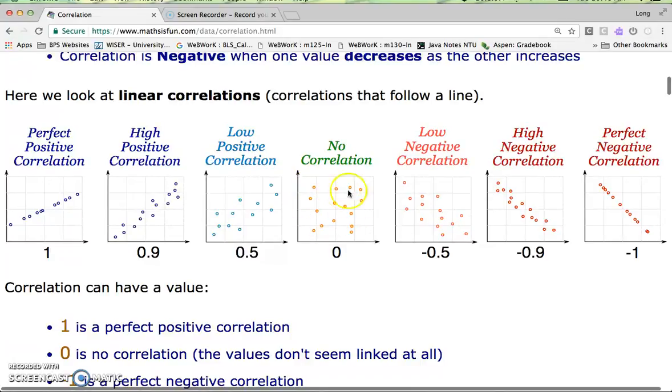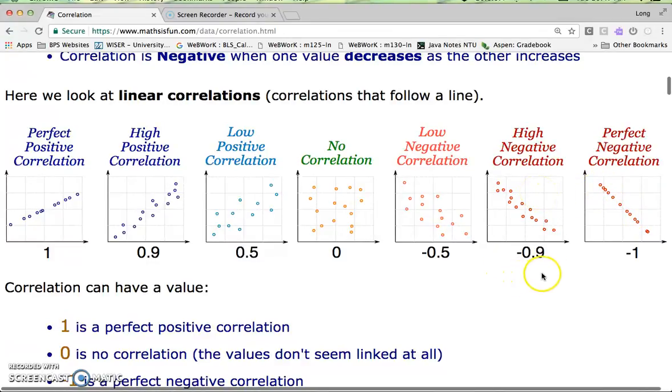On the other side of this is the negative correlation. So this would be a low negative correlation of negative 0.5. The data is trending downwards, and it's not following an exact line, but at least there's still a downward trend. This would be a high negative correlation, which has a value of negative 0.9, and it trends downwards and follows fairly close to a line. And this would be a perfect negative correlation, which follows a line that goes downwards.